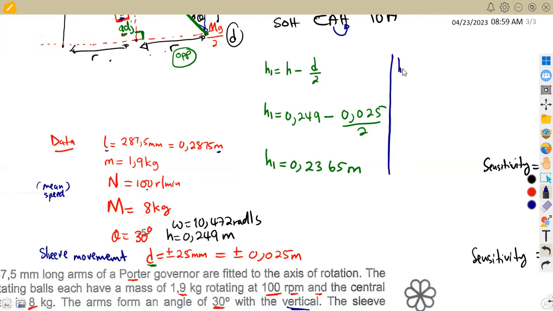Now we can calculate H2 because there is a plus or minus. The minus part is for H1, the plus is for H2. So our H2 is going to be H, and this time it is a plus, so plus D over 2. That means H2 is going to be H, the same thing that we had before, 0.249, plus 0.025 over 2. So our H2 calculated is going to be 0.2615 in meters. So we have H1, we have H2.